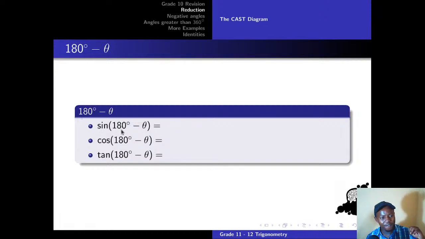If we have a cos of 180 degrees minus theta, let's just get this down. A sine of 180 degrees minus theta gives us a positive sine of theta. A cos of 180 degrees minus theta, because this is in the second quadrant, cos is not present in the second quadrant, therefore this is negative cos of theta.